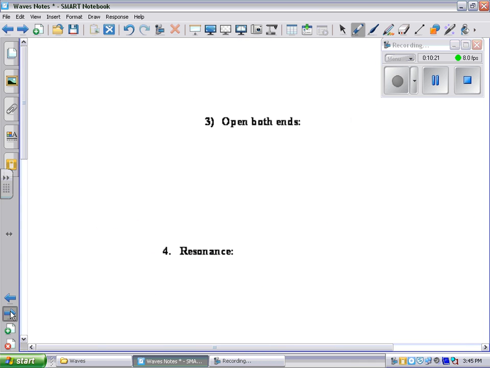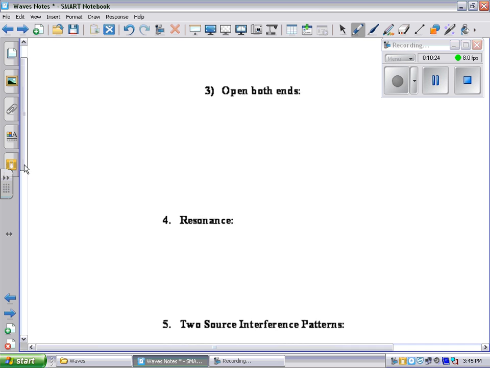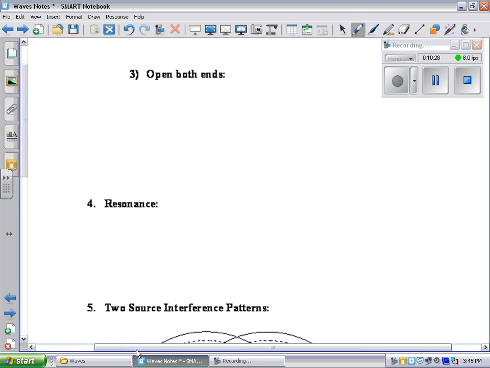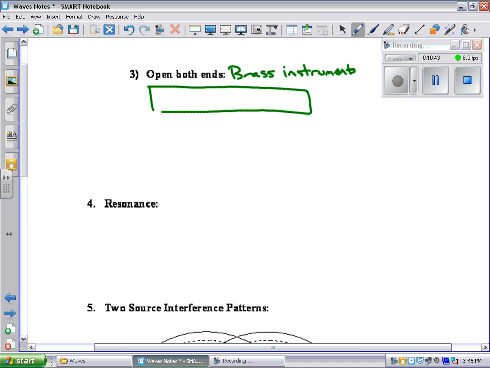Now, the last thing we're going to talk about with these is open on both ends. For open on both ends, this is brass instruments like trumpets. If they're going to be open on both ends, that means they have to have antinodes at the ends, and you have to have at least one node. So we're going to have one node in the middle, and we're going to have antinodes at the ends. So it's going to go like this.